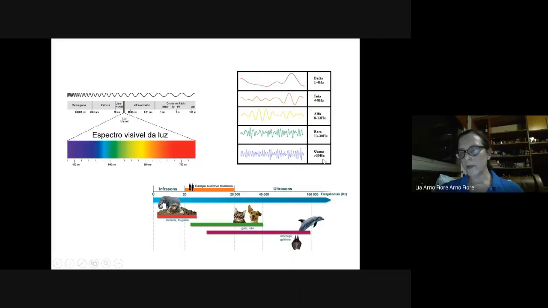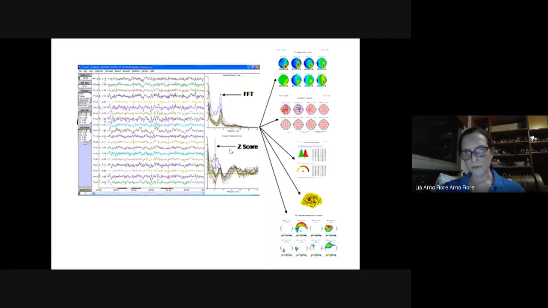The most known of all is alpha, which is between 8 and 13, or 8 and 12. Then the fast one is beta, over 13, and some people call gamma over 30, except that this difference between gamma and beta cannot be seen by the naked human eye. Then you've got the very slow one, delta, from 1 to 4 hertz, and in between alpha and delta, you've got theta.